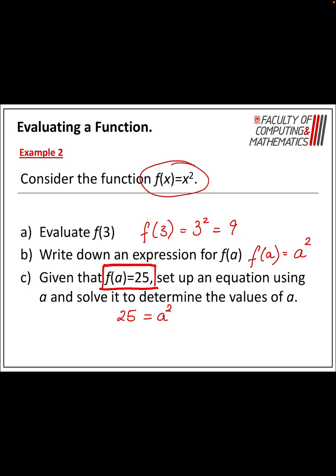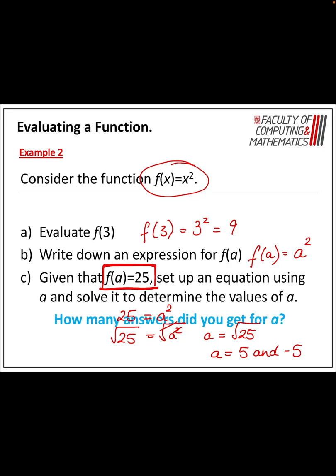Okay, so then I want to take the square root of both sides. I want to get rid of that squared term, and I do that by taking the square root of both sides. Okay, by taking the square root of both sides, that squared and the square root cancel, and I'm just left with a. So I've got a is equal to the square root of 25. So a must be equal to 5 and negative 5. Okay, because when you take the square root of something, you don't know if the value is positive or negative, because minus 5 times minus 5 will also give you 25.